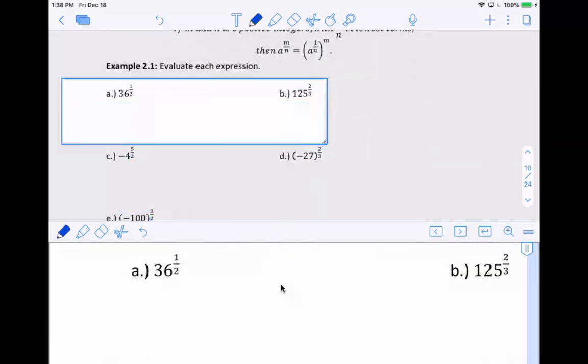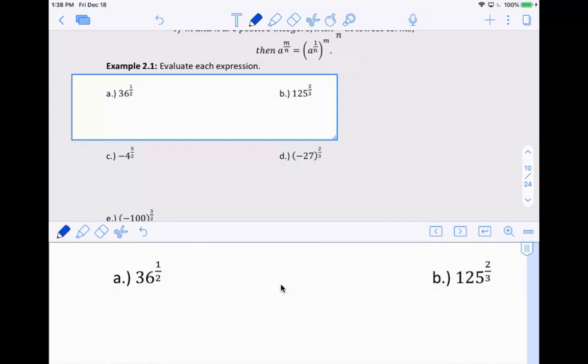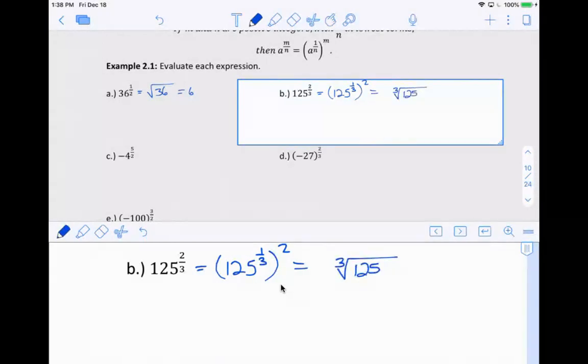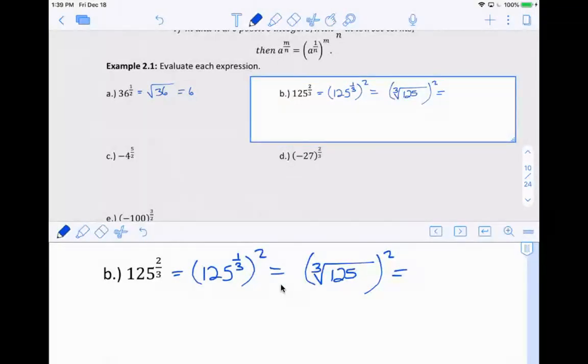Let's do another one of those, just kind of ease into it. This one, not so bad. You just get the square root of 36, which we know is 6. Over here, though, I'm going to rewrite this first as a 1/3 being squared, not a 2/3. So instead of a 2/3, I have 2 times 1/3. And then I can just deal with it in the parentheses, change that to a cubed root of 125 being squared. Well, we know the cubed root of 125, it's 5, and 5 squared is 25.